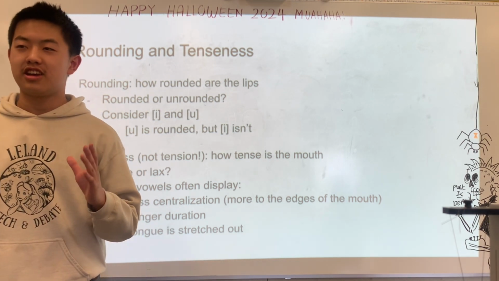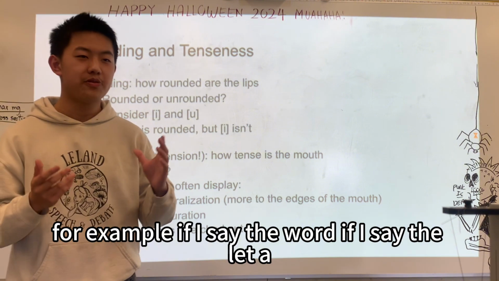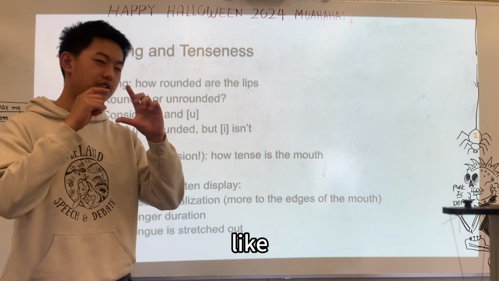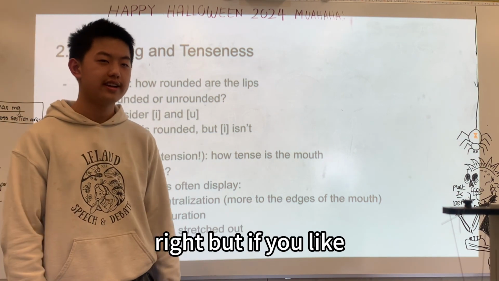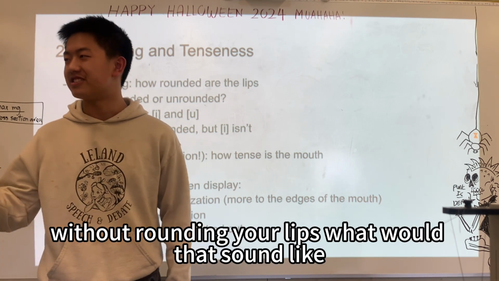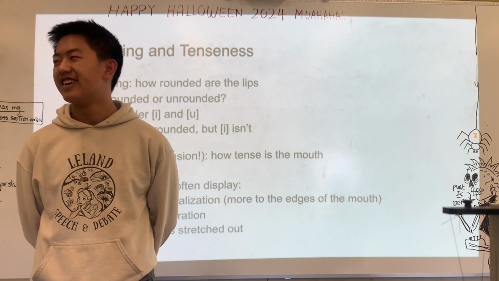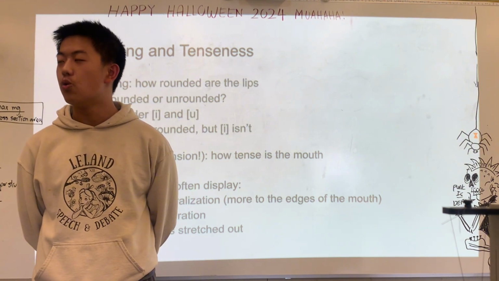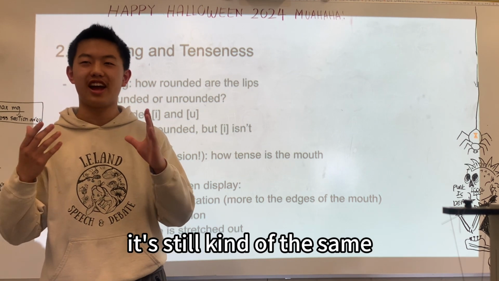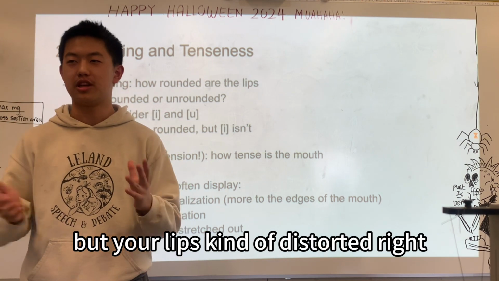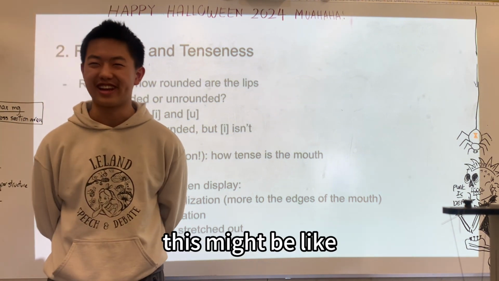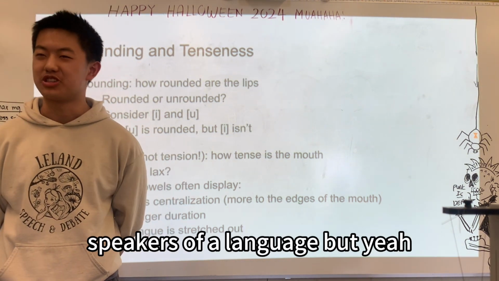Rounding just means that your lips are either rounded or unrounded, right? For example, if I say a vowel like oo or o, it has that tendency for your lips to round, right? But if you try pronouncing u or o without rounding your lips, what would that sound like? How do you say you? Ooh, right? So it's still kind of the same. The tongue's in the same position, but your lips distort it, right? Have you guys ever thought about that? Maybe it's intuitive for speakers of a language, but yeah.